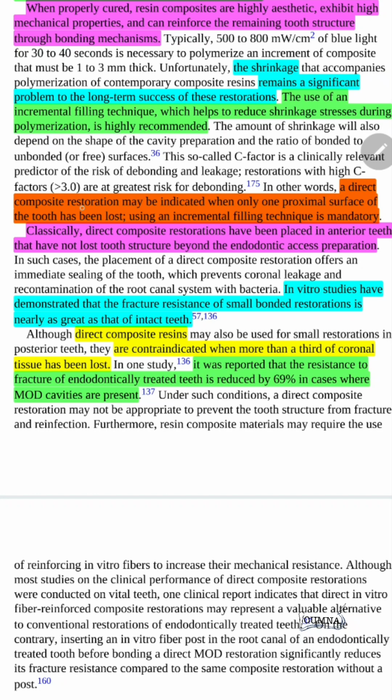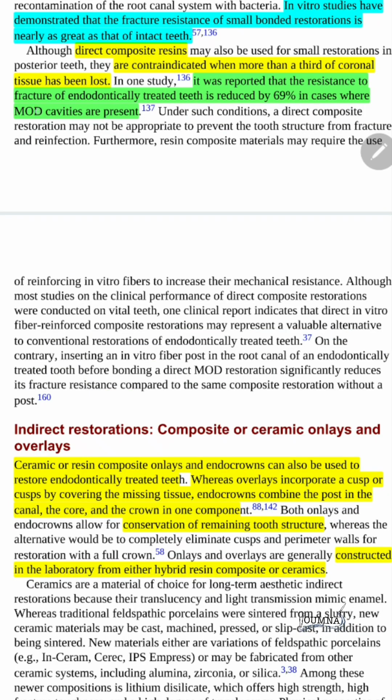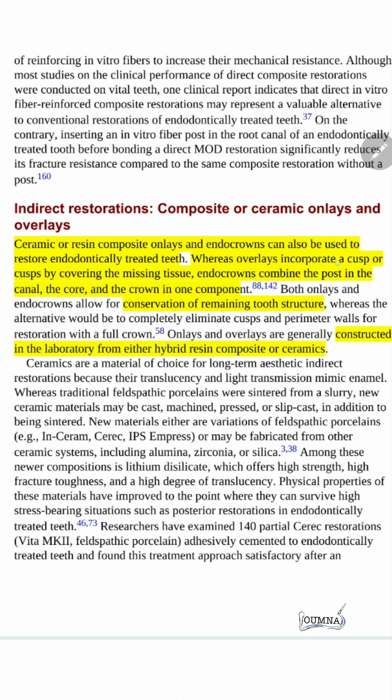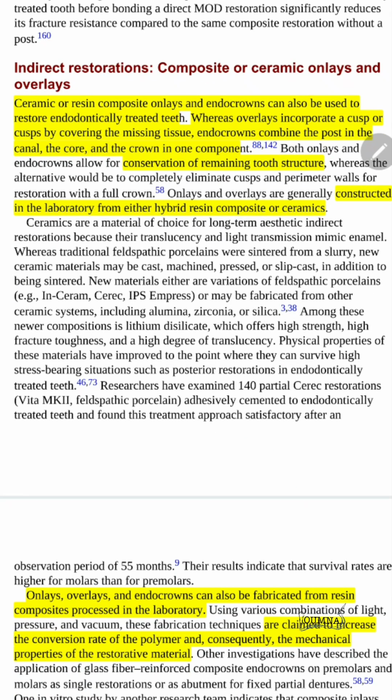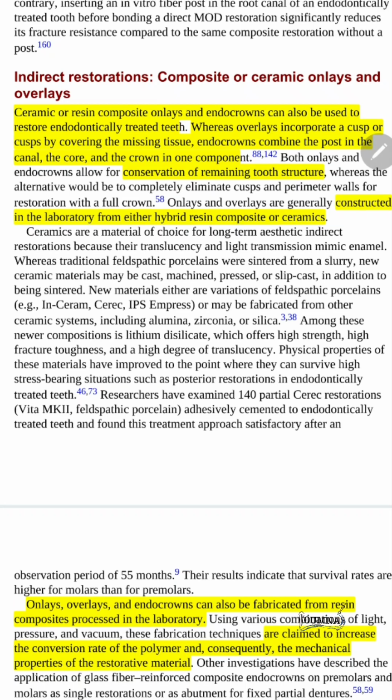So the direct composite is indicated when there is only one proximal surface of the tooth lost. Here, with these cavities, they lose a lot of their resistance capability. The other option is the onlays or the overlays. They can be made of ceramics or composites and they are cemented in the manner of normal composites, meaning etching, bonding, and dual cure composite resin cement.